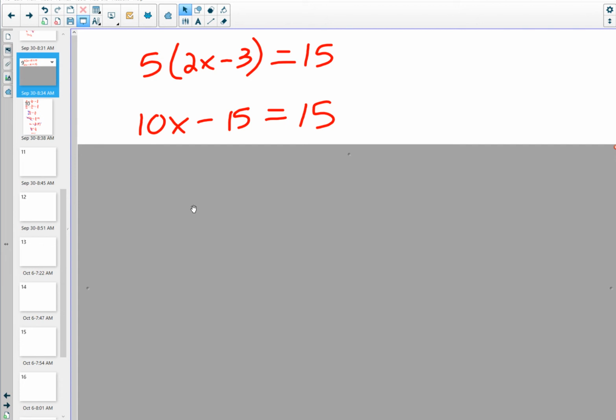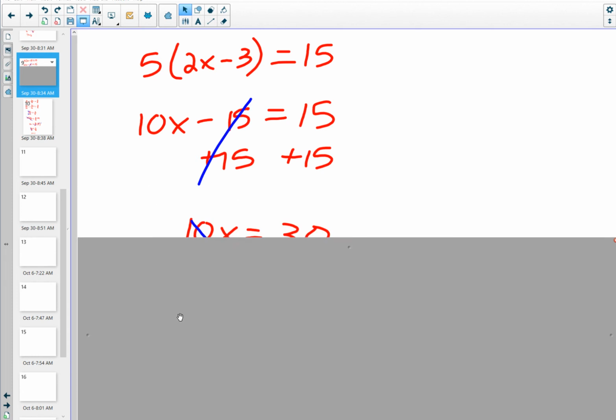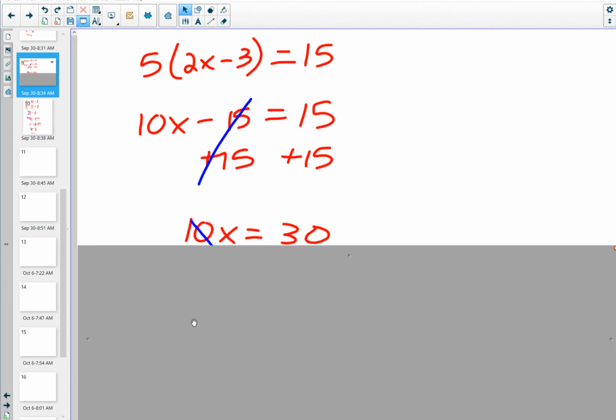Add 15 to both sides. And then finally divide by 10.